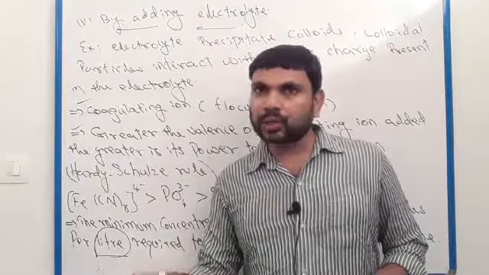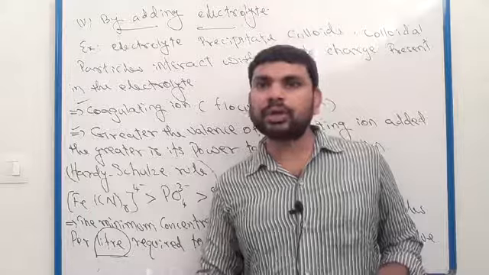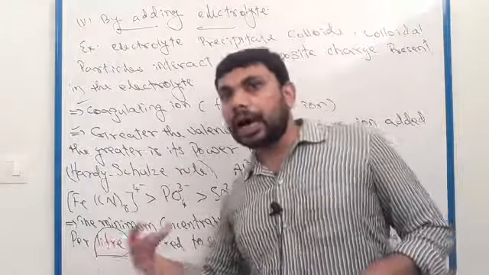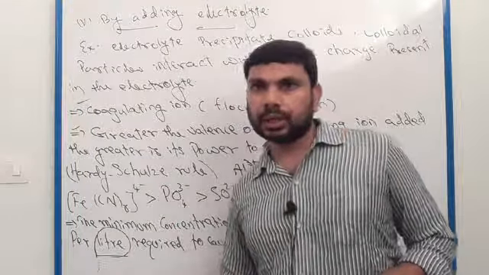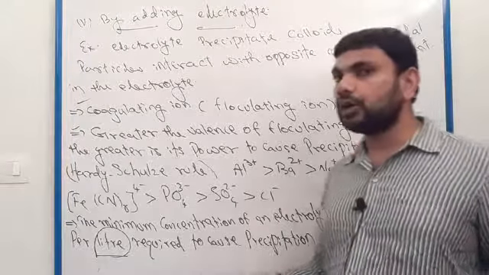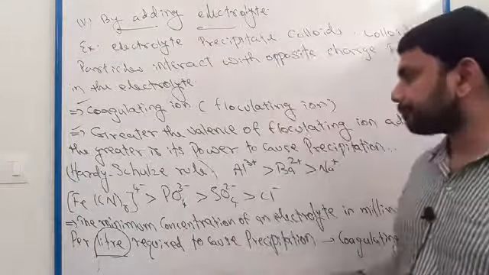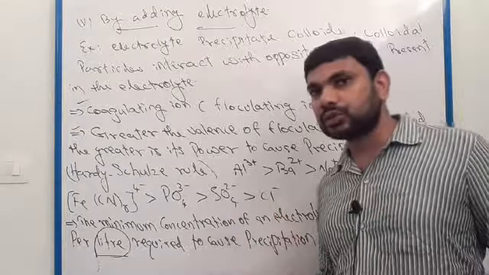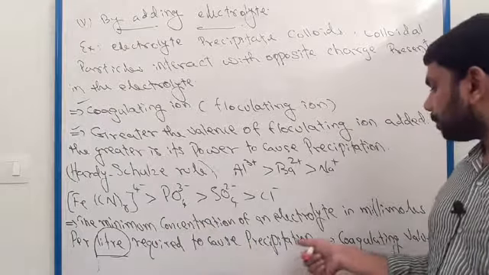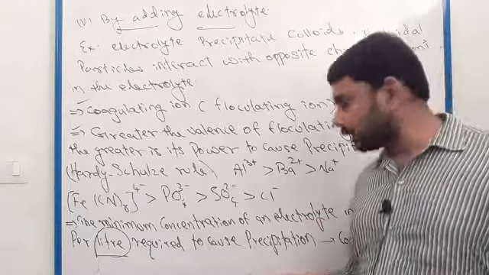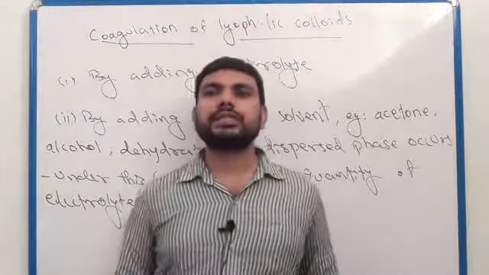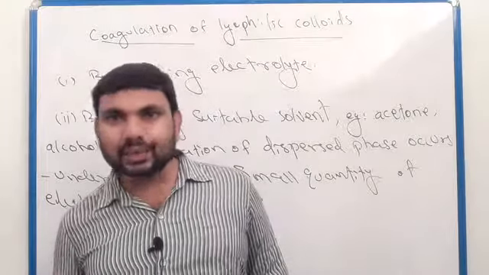The ion present in the electrolyte which causes coagulation is called a flocculating ion. The ion with a higher valency has high power to coagulate. After that we discussed coagulating value, which means the minimum concentration of an electrolyte in millimole per liter to coagulate a particular colloidal solution. Next, we have to discuss coagulation of lyophilic colloid.